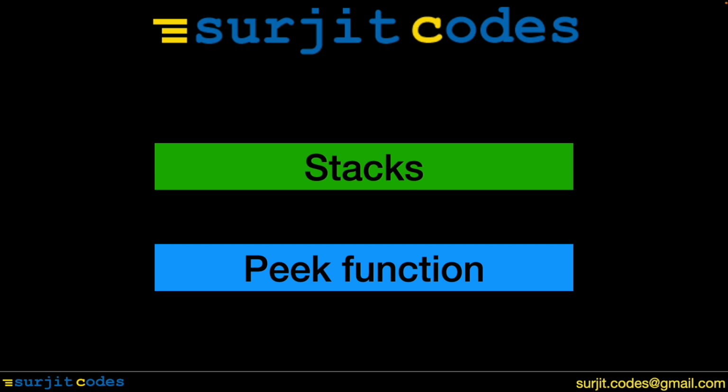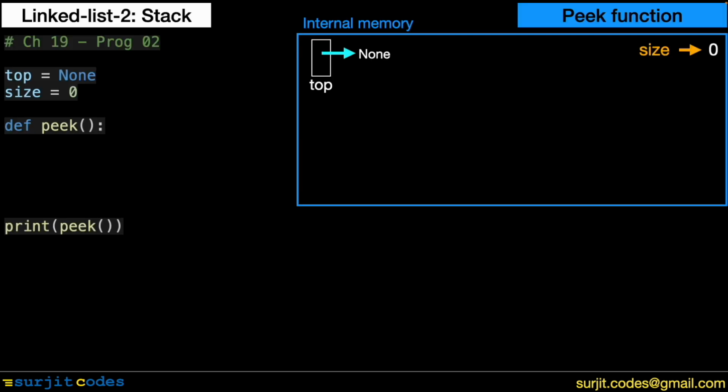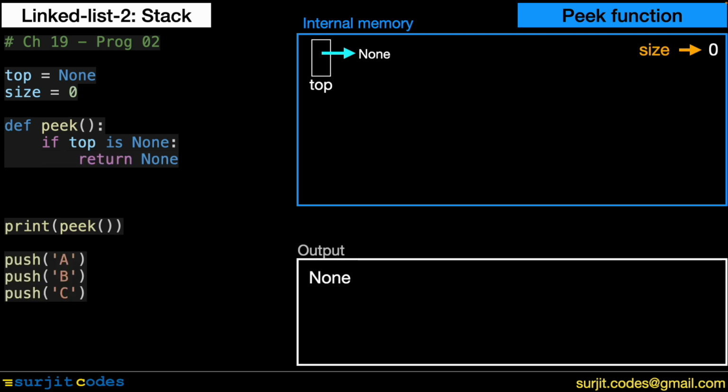Peek function returns the top item of the stack without removing it. In this part of the program, we will print the value returned in peek. If top is none, peek returns none and we print it.